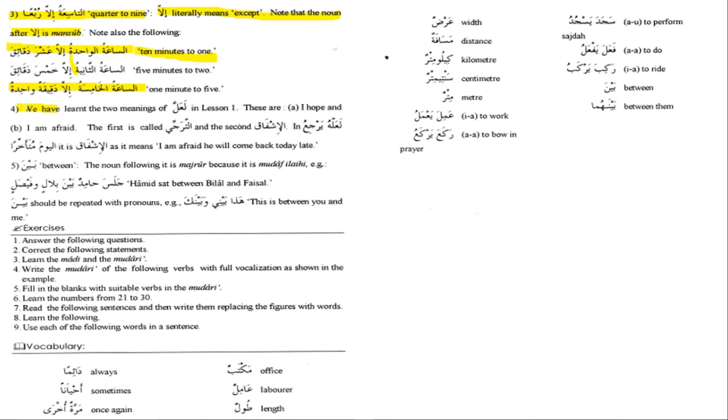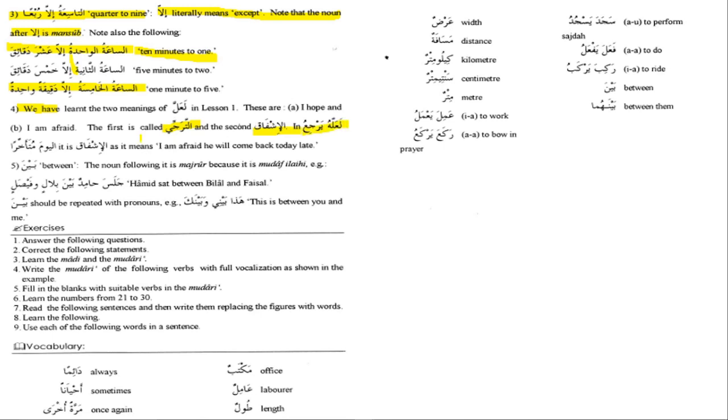The fourth thing you'll learn in lesson number 10 is la'alla. I think we've learned la'alla in lesson 1. We said la'alla could be ishfaq, or it could be ataraji. Ataraji means hoping. You hope. And then ishfaq is fear. La'alla could mean the two. The context will tell us the meaning that the la'alla is serving in the sentence.